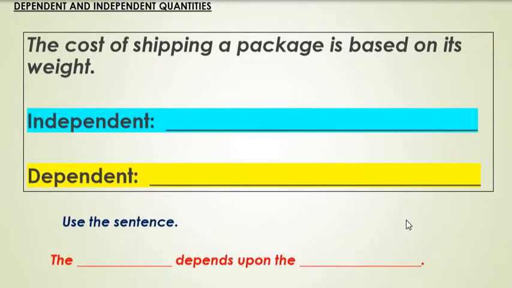In this next part, you have the cost of shipping a package is based on its weight. I want you to identify the independent quantity and dependent quantity and use the sentence, the blank depends upon the blank. Now pause me while you consider which one is which.